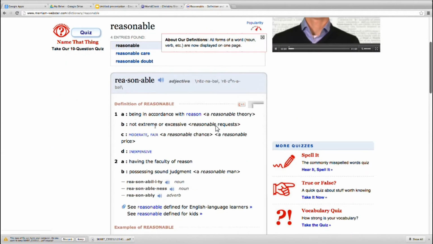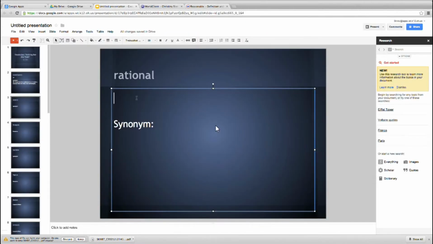Not extreme or excessive. Okay? Not like over the top. If something is reasonable, it's not like ridiculous. Does that make sense? Like, I'm going to sell a book for $1,000. Okay, so rational could mean reasonable. And we're again doing synonym.